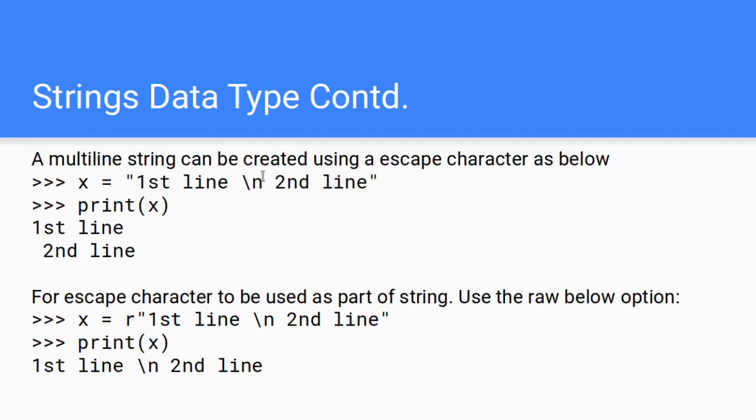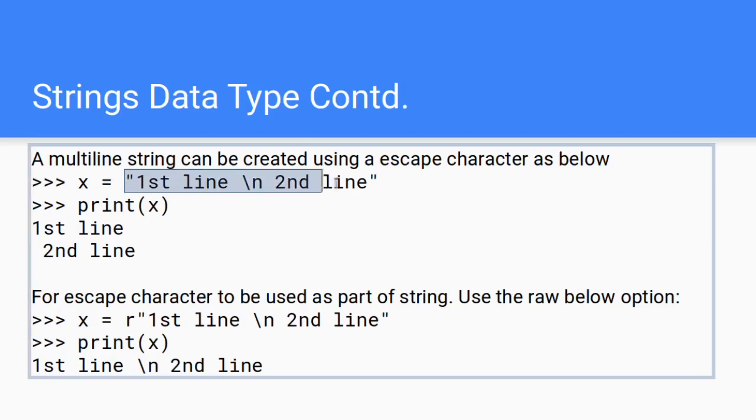A multi-line string can be created using an escape character for printing. So if we have the string "first line\nsecond line", separated by a \n, which is a new line character, then when we print it out, we're going to get the new line here.